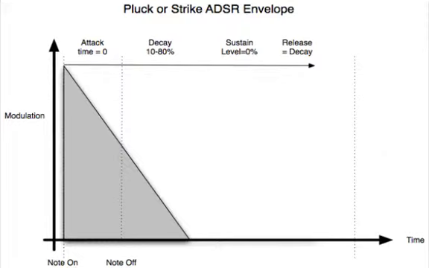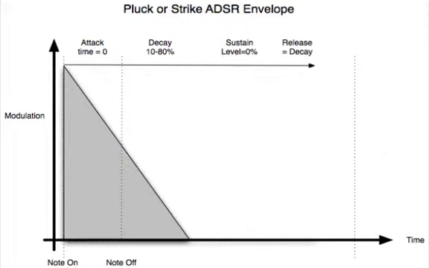Next we have the pluck or strike envelope. This is useful for simulating sounds like percussive instruments, like perhaps a drum. In this we set the attack to 0. The decay time is anywhere from 10 to 80%. 0 sustain, and the release time should be the same as the decay time.